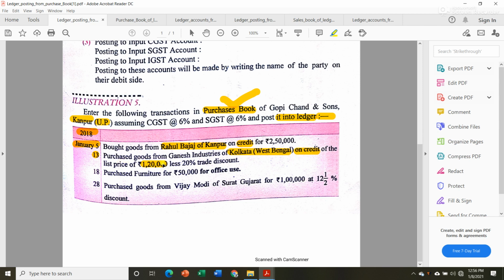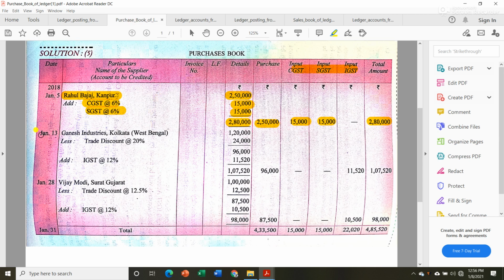From 1,20,000 we have to deduct 20% of trade discount, and since the supplier and the purchaser are in different states, we have to give IGST. Now let us see. On January 13 we wrote the supplier's name, Ganesh Industries, Kolkata, West Bengal. We purchase goods worth rupees 1,20,000 list price, then we have to deduct our trade discount of 20%, that is 20% of 1,20,000 is nothing but 24,000.